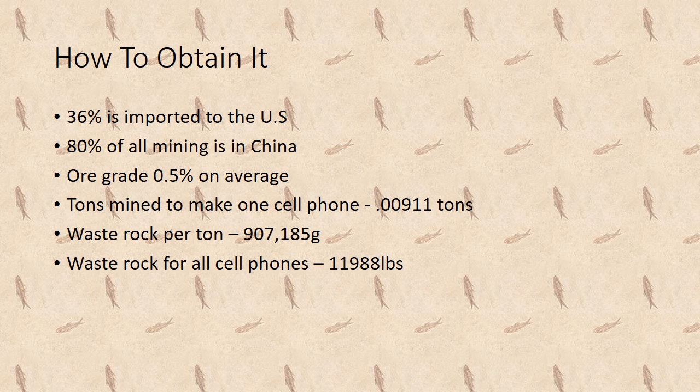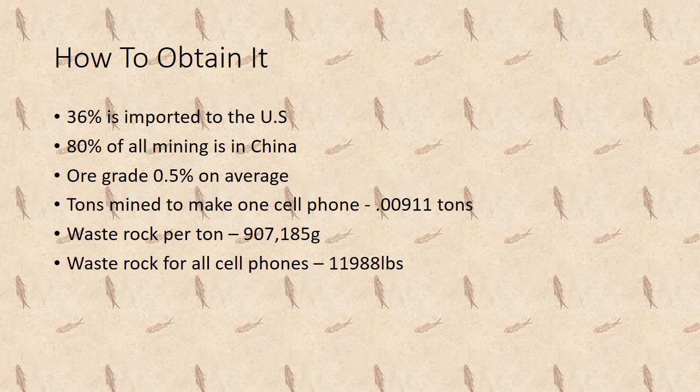How to obtain tungsten? Well, first off, 36% of it is imported to the United States. It is mined in the United States, but it is also imported. The largest country for mining tungsten is actually China, and they are responsible for 80% of all the mining of tungsten. The ore that is mined usually has a less than 1% grade, usually closer to 0.5% on average.